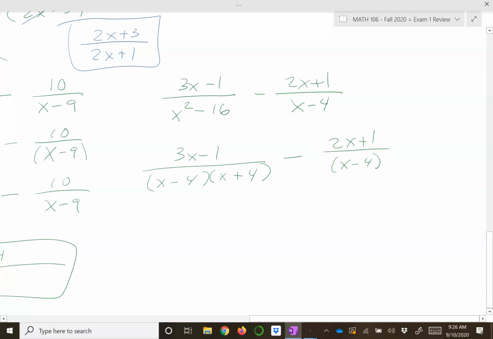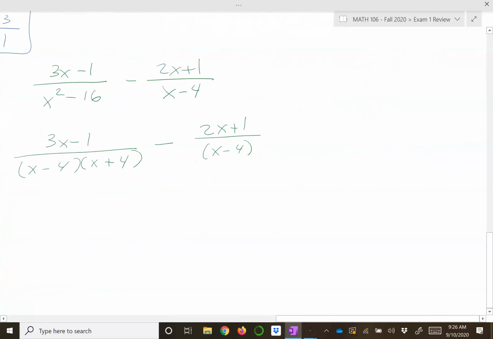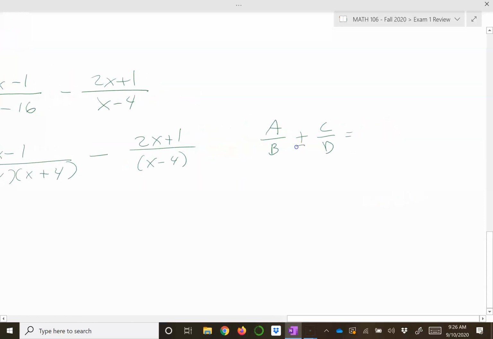So remember, our goal here is to get the same denominator so we can do what we did in these previous 2 problems. This was the rule I had given you, and this works every time. If you had something like this, it doesn't matter if this is plus or minus, it works the same way. You would do a times d.